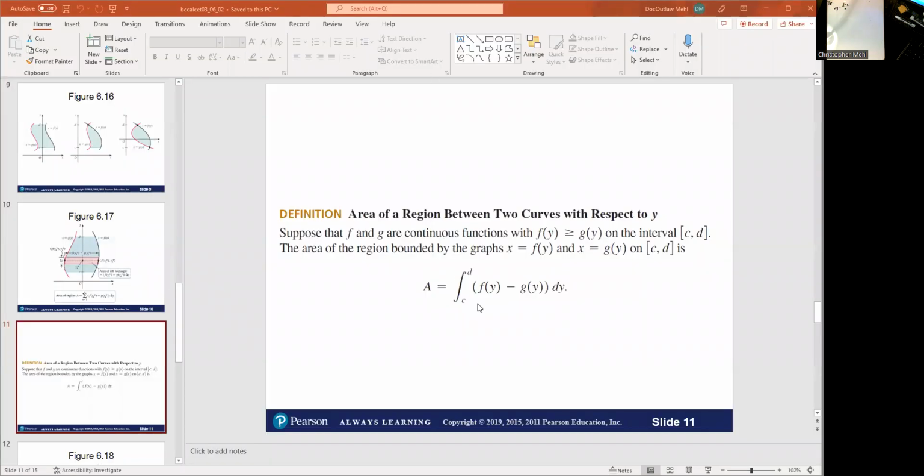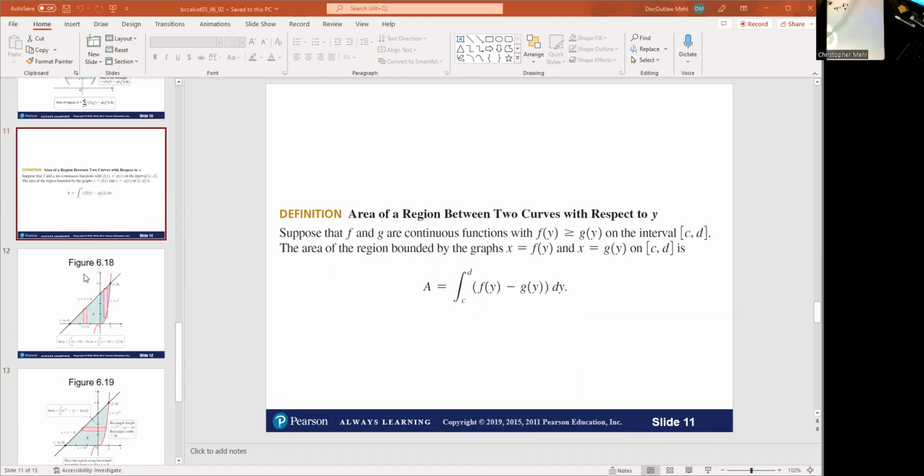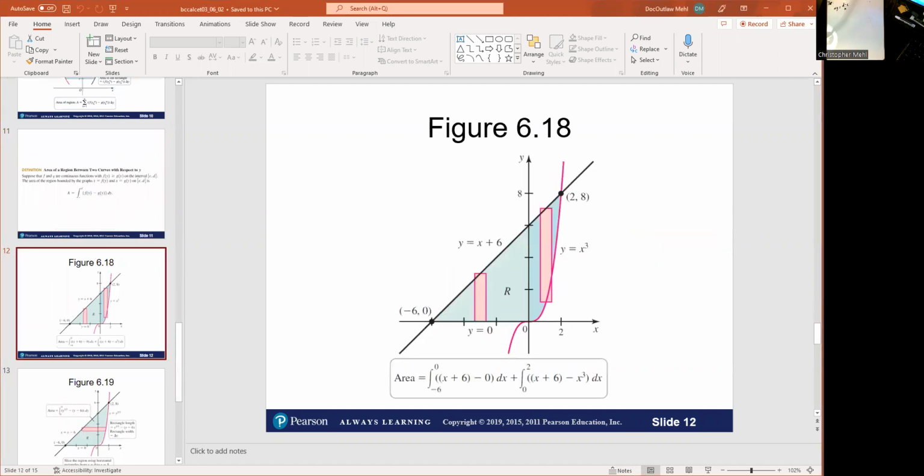So here we'll put this together in a definition. Area of a region between two curves, but now with respect to y. So I have f of y greater than or equal to g of y on the y interval now, c to d. The area of the region bounded by the graphs x equals f of y, x equals g of y, y equals c, and y equals d will be the integral from c to d of f of y minus g of y dy. Okay, so now we can look at an example.